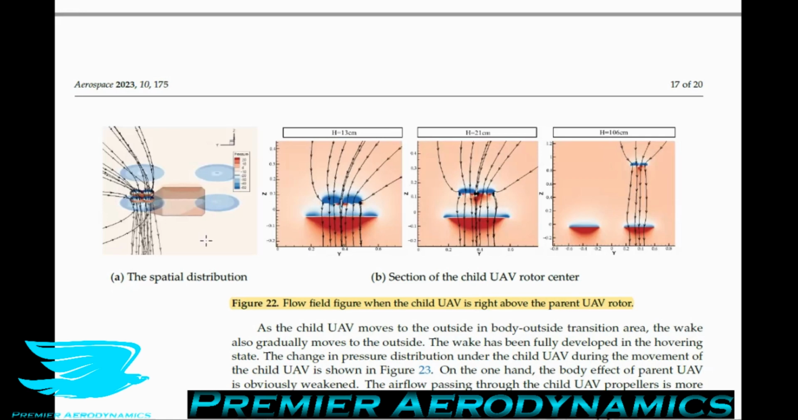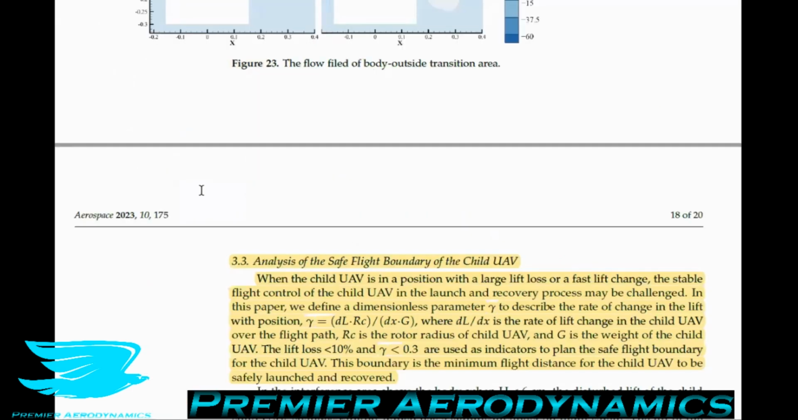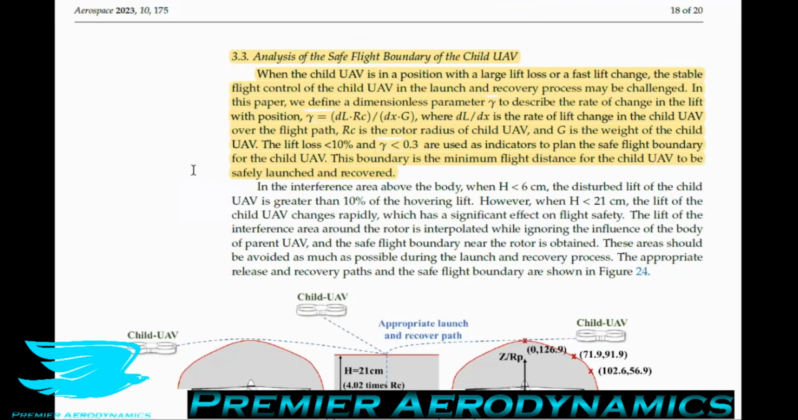So it's quite a complex situation. In addition to these effects, they also go through the analysis of the safe flight boundary of the child UAV. They go through where above this parent UAV this child UAV can go while still maintaining safety, and where it can't go in terms of it will lose stability. And it's really cool, this novel approach that they're taking. So I want to go through this.